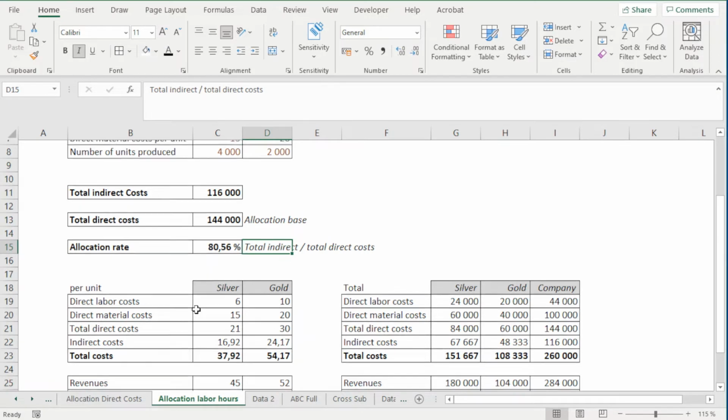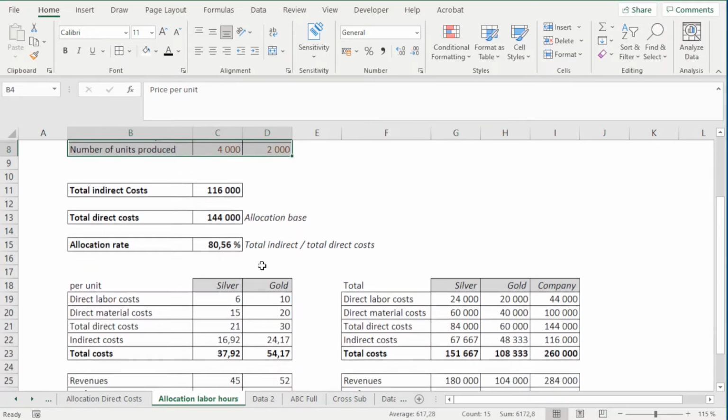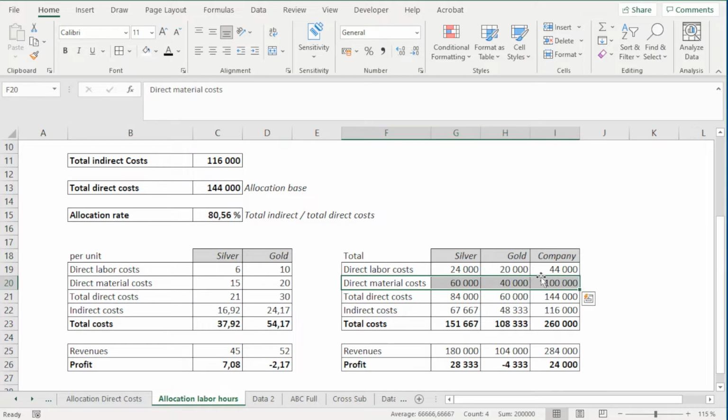So what do we have to change? The information is of course the same. The categories in our tables where we have the per unit costs and the total cost, these are also the same. The direct labor costs will also be the same as before. The same applies for the direct material costs. We do not expect any changes here. So the total direct costs will be actually the same as in the previous example.